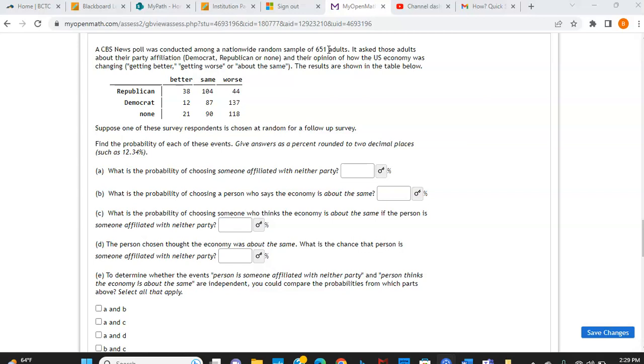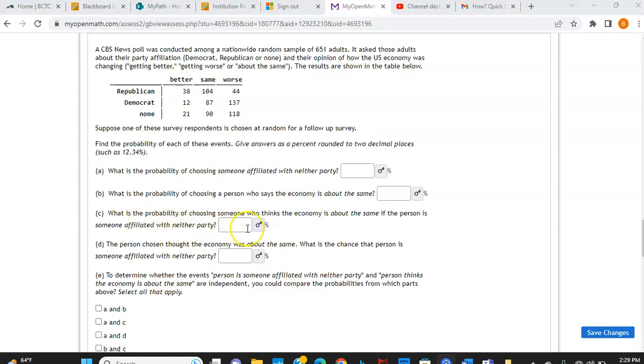Now C is a little bit more complicated. What is the probability of choosing someone who thinks the economy is about the same if the person is someone affiliated with neither party? First, this fact that we've got somebody affiliated with neither party to begin with changes our sample space to the people in this last row. If we add them up, 21 plus 90 plus 118, that's 229 people in that last row. That's our new sample size.